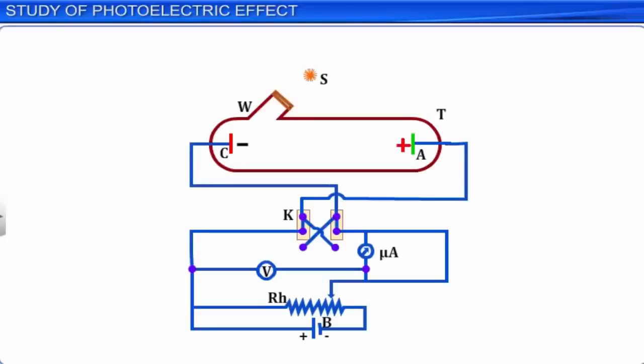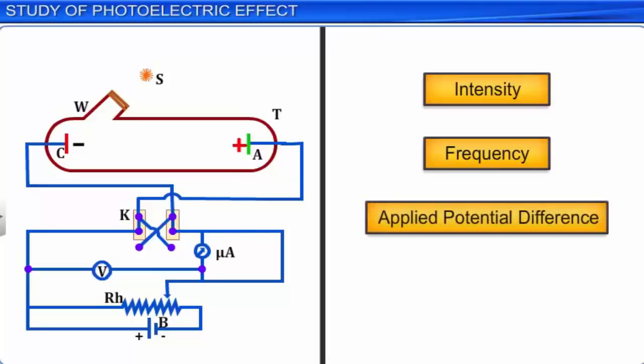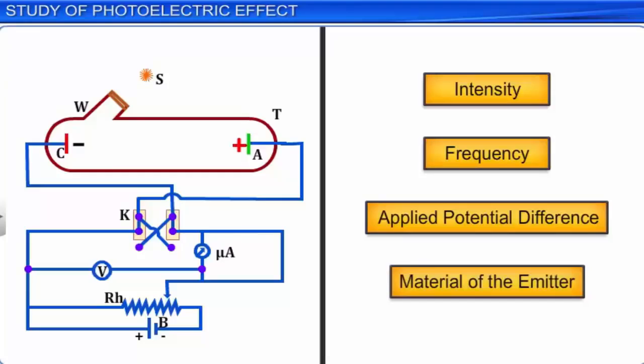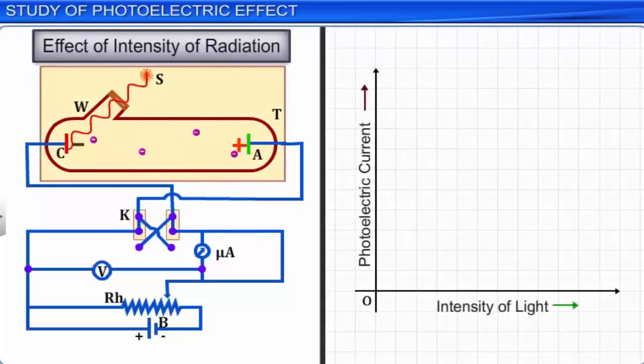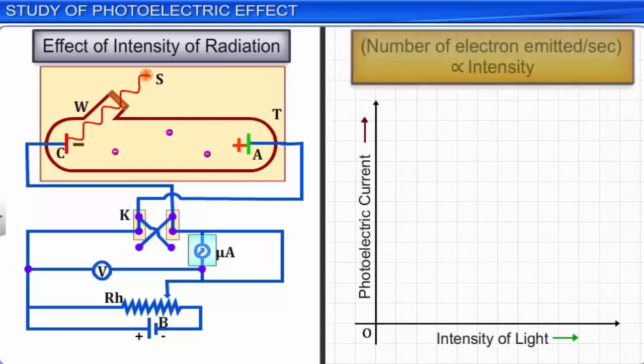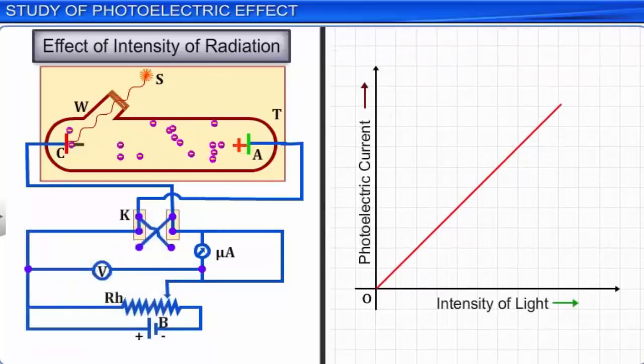Using this experimental arrangement, let us now study the variation of photoelectric current when we vary the intensity of radiation, frequency of radiation, the applied potential difference between the plates, and the material of the emitter. Intensity of radiation is defined as the amount of energy incident on a unit area in a unit time. As you increase the intensity of light incident on the metal plate, you will notice that the resulting photoelectric current increases proportionally. This is because, as the intensity of light increases, the number of photons incident per second on the metal plate increases. This results in the number of emitted electrons increasing and hence increases the photoelectric current.